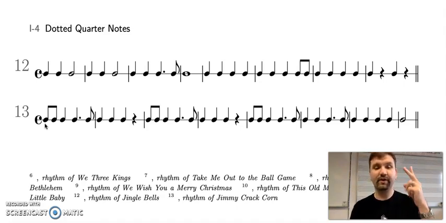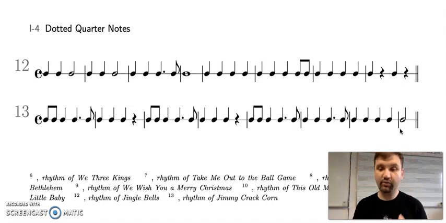Ready? Here we go. 1 and 2, 3, and 1, 2, 3, rest. 1 and 2, 3, and 1, 2, 3, rest. 1 and 2, 3, and 1, 2, 3, and 1, 2, 3, 4, 1, rest.